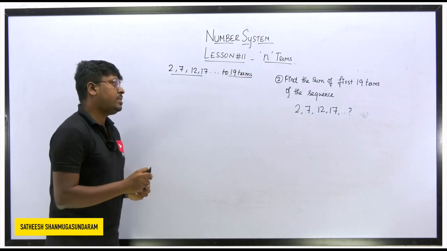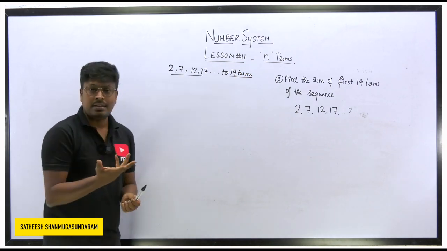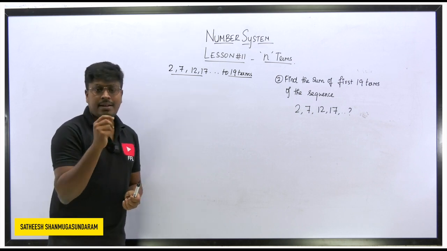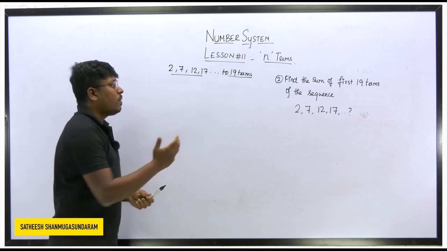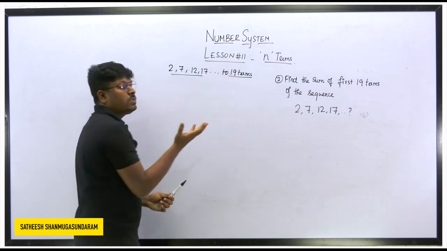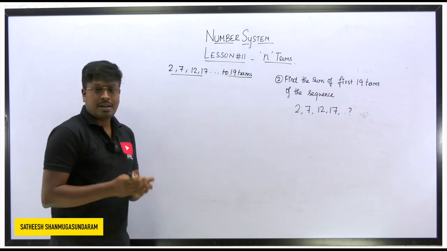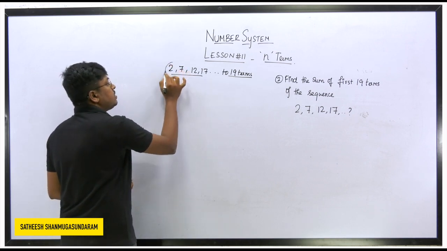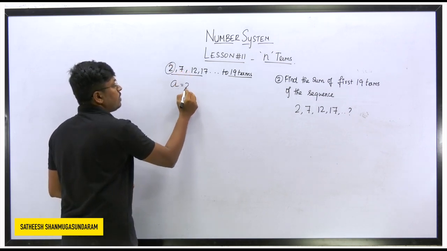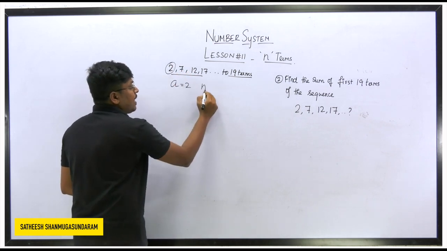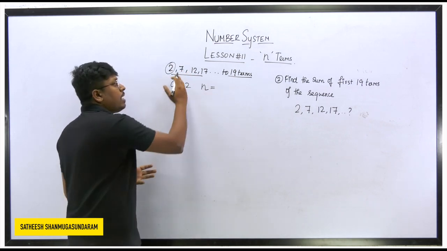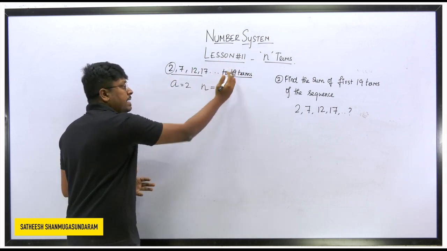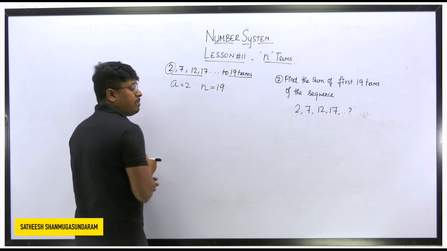So remember that the question can be asked in different ways, but you need to understand that logic, right? 19 terms, 20 terms, or up to 100 terms, always use that AP formula, the arithmetic progression formula. Got it? So here, the first term is 2, which means the value of a will be 2. Next will be the value of n, which is up to how many terms? Up to 19 terms. So the value of n will be 19.